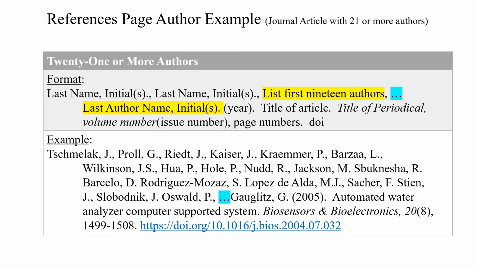Something new with 7th edition APA is the format when a book or journal article has 21 or more authors. This example is a journal article with 21 or more authors. In this format, the first 19 authors are listed, followed by the ellipsis or 3 periods, and ends with the last name of the author. After that, the format is the same as other journal articles. Note in this example, the DOI has been activated and shows up in blue font.